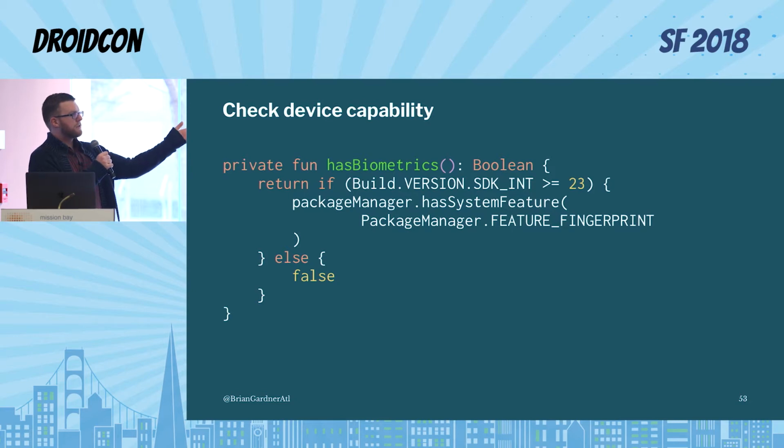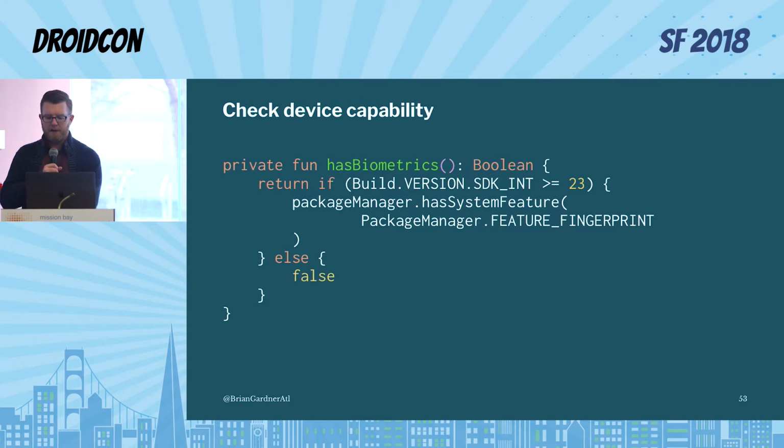So in this case, I'm basically just checking to say, hey, am I at least on API 23 and do I have a fingerprint reader? If so, they're able to use the biometric prompt. Otherwise, I return false. So if they don't have biometrics, they've already successfully authenticated, so you just send them to whatever your landing page is, and the user is none the wiser.